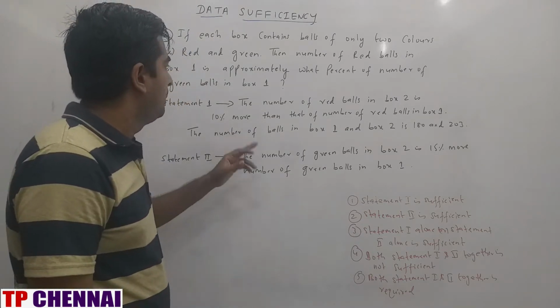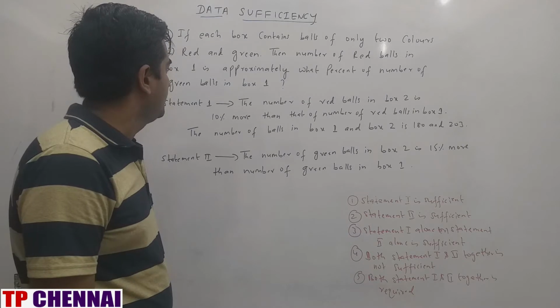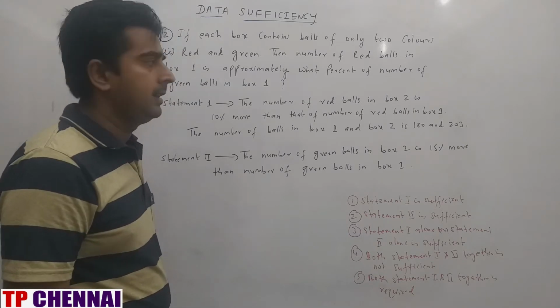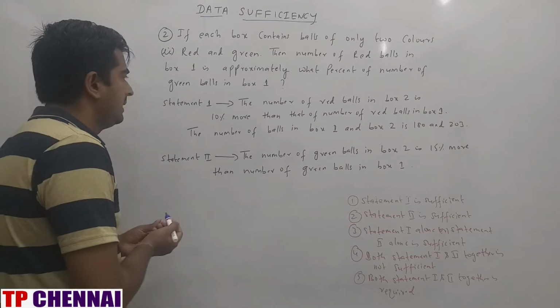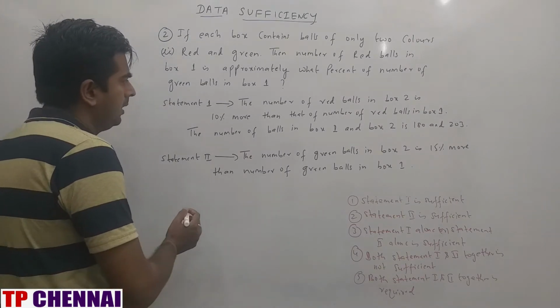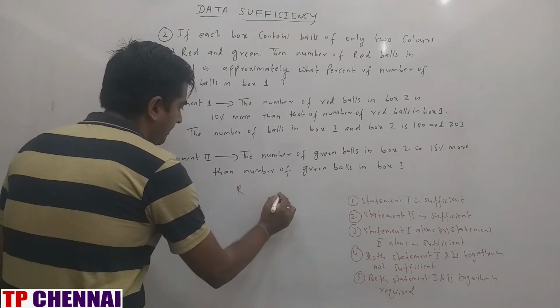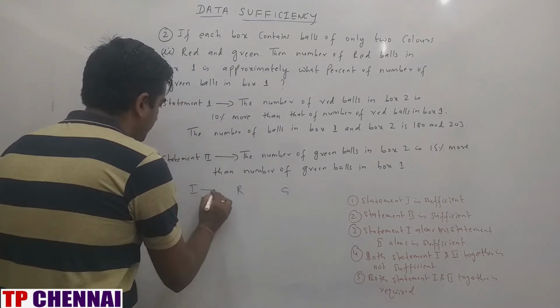Statement 1: the number of red balls in box 2 is 10% more than the number of red balls in box 1. So when you see the first statement here, you have 2 boxes, with red and green. I am considering this for statement 1.